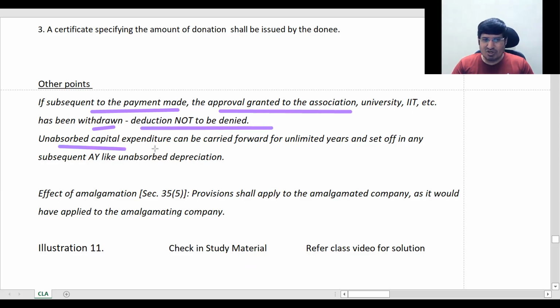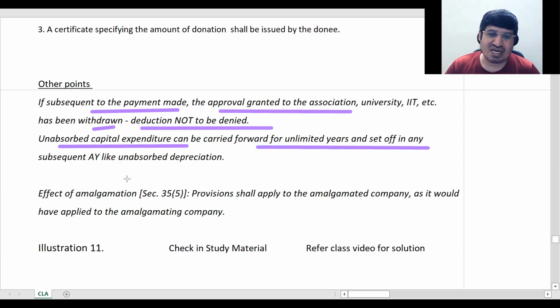And here also unabsorbed capital expenditure. So if you have been given deduction, but there is unabsorbed capital expenditure, like unabsorbed depreciation, like you do not have enough income. Even though they have given deduction, it's not absorbed fully. Then what will you do? You can carry forward for unlimited years, like unabsorbed depreciation.